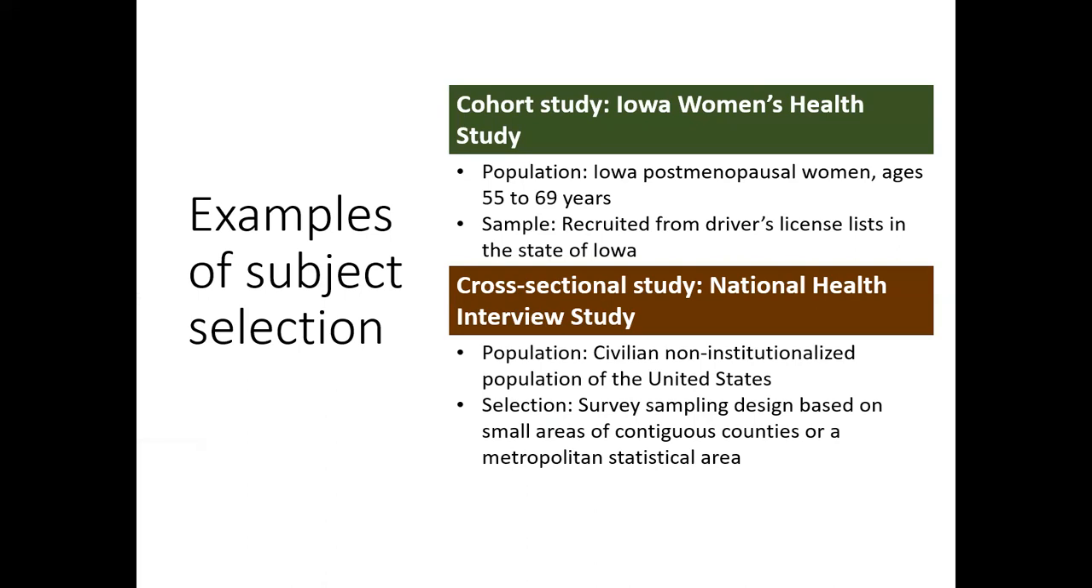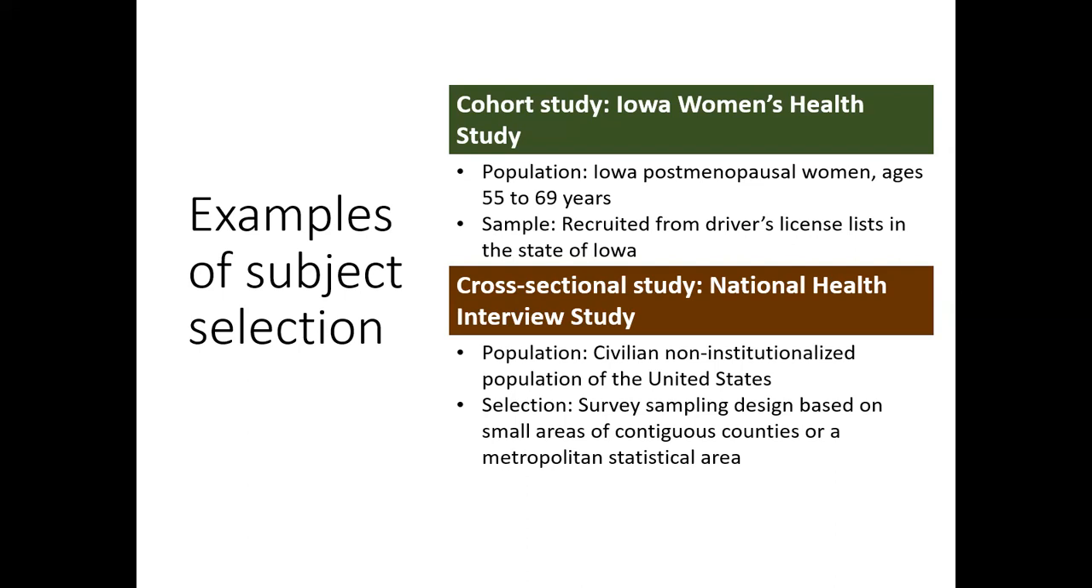So a couple of studies, one cohort study looking at the Iowa Women's Health Study. Now this one, as I mentioned, recruited from driver's license list in the state of Iowa. They were looking at postmenopausal women as their population in Iowa, age 55 to 69 years. So that's a pretty good way of recruiting and a pretty enumerative listing of those in the population. There could be those individuals who don't have a driver's license from the population, but probably not many in a rural state like Iowa for that age group.